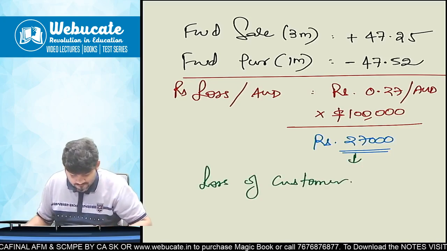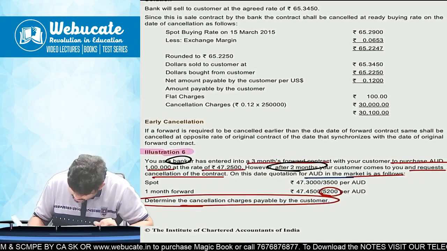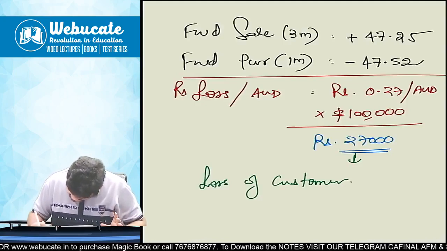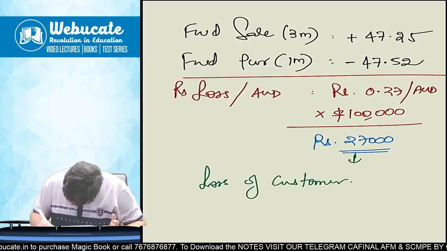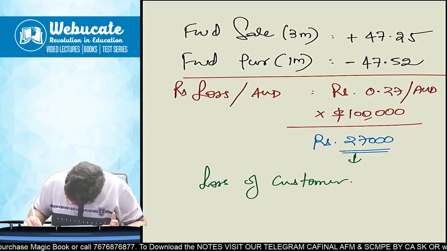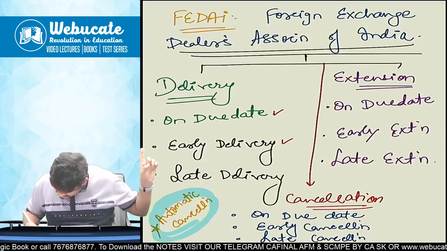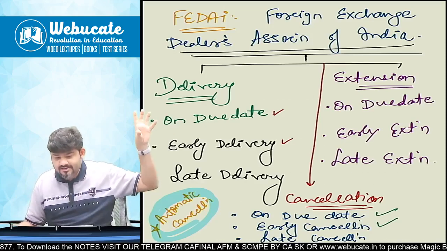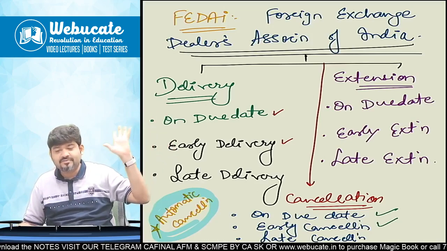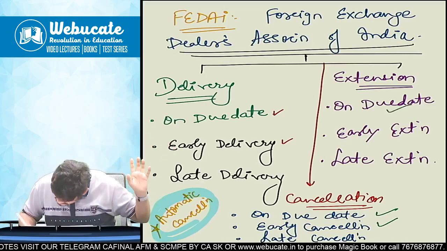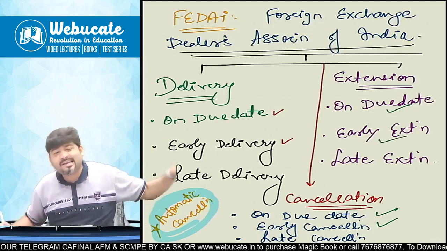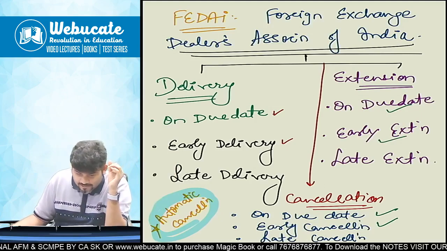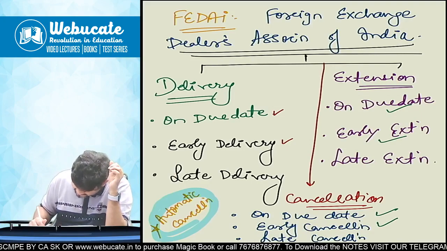Please write down. So see what all we have done. Let's keep a note. Have we done cancellation on due date? Yes, sir. Early cancellation? Yes, sir. Delivery on due date? Yes, sir. Early delivery? Yes, sir. Now we will go to extension. We will do extension on due date and early extension, and then whatever late things are there, that we will do directly by one sum. Will profit to bank be transferred to customer? Yes, Rushi. Sure.